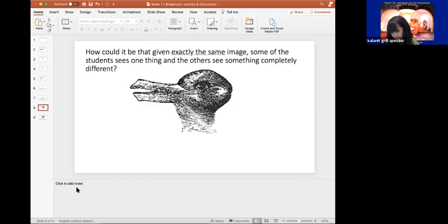Okay, so I see Maya, and I see Caroline also raising her hand, and Ruth. So I'm going to start with Caroline, then I'm going to give it to Maya, and then Ruth. So we're going to go in that order.